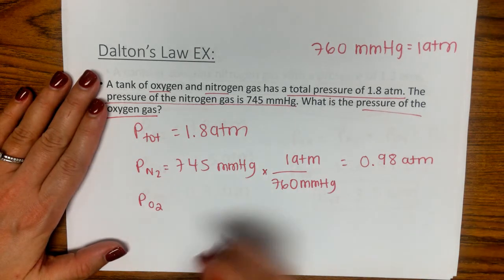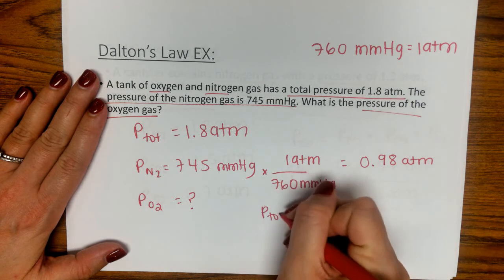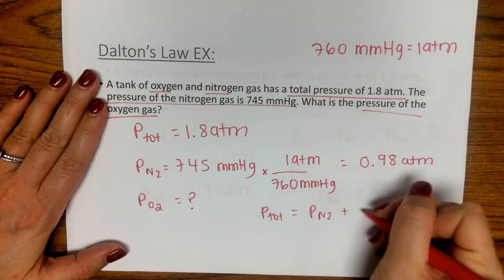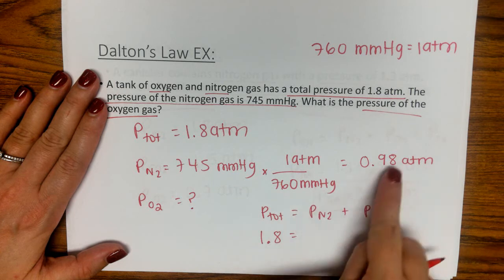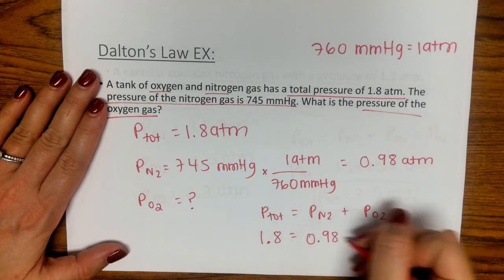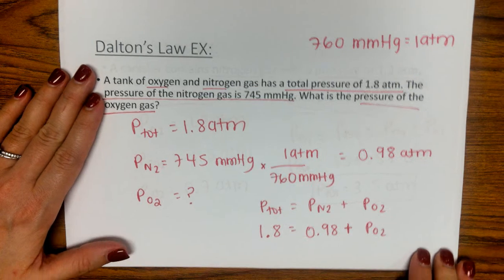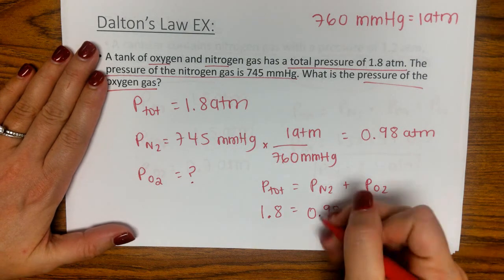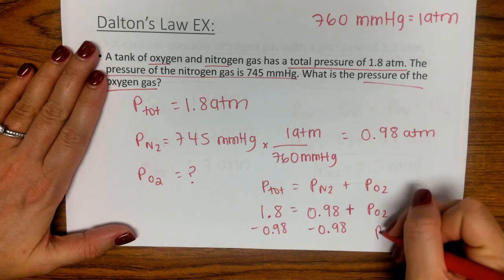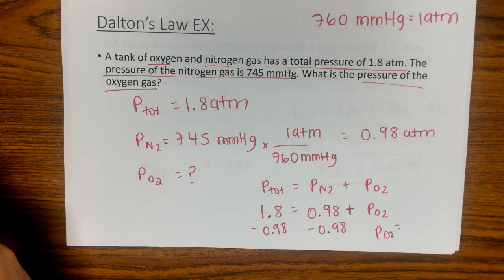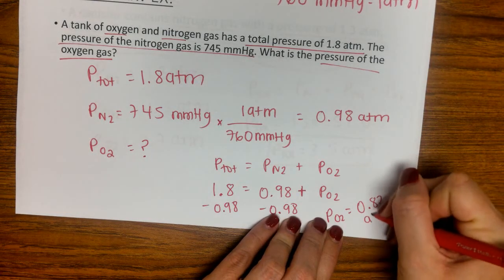Then we're trying to find the pressure of the oxygen gas. The equation for Dalton's law is total pressure equals the pressure of the gases added up together. I know my total pressure is 1.8. My pressure of nitrogen is 0.98. I don't know my pressure of oxygen. So how do I solve for the pressure of oxygen? Subtract 0.98 on both sides, and my pressure of O2 equals 0.82 atm.